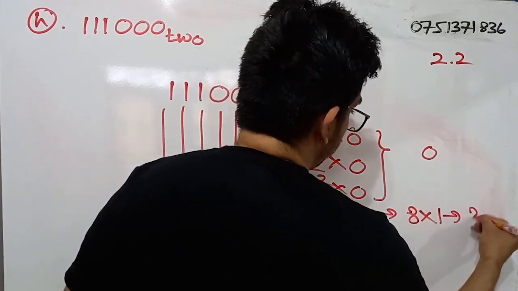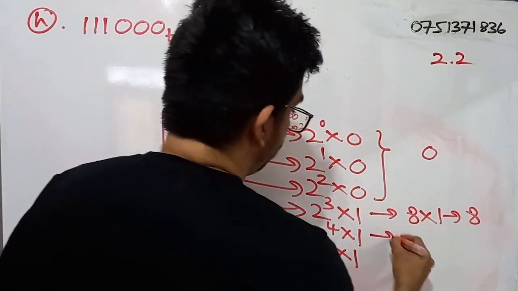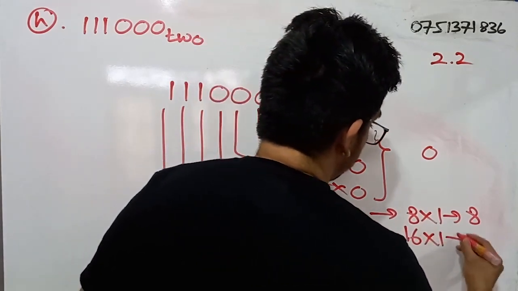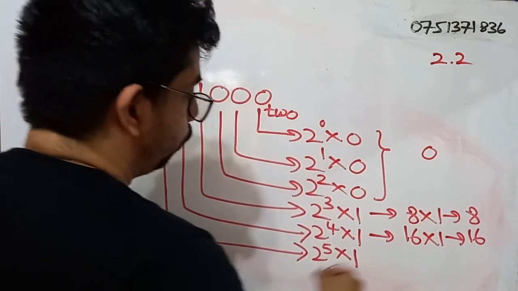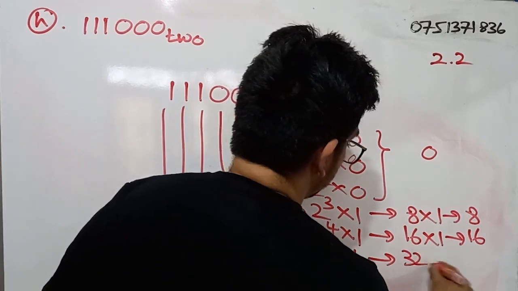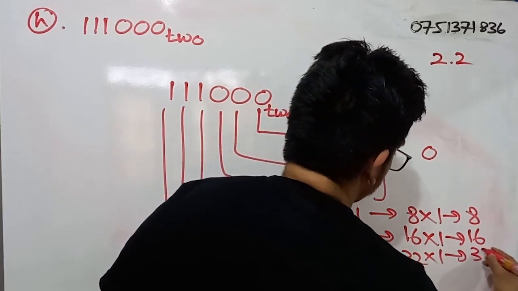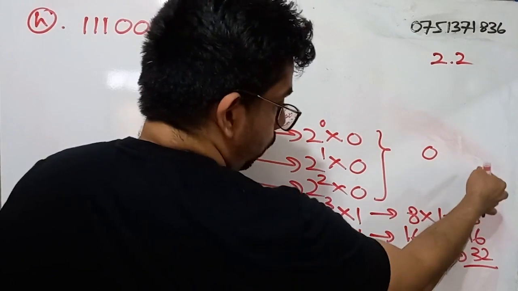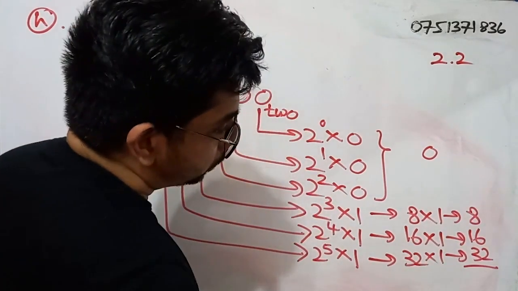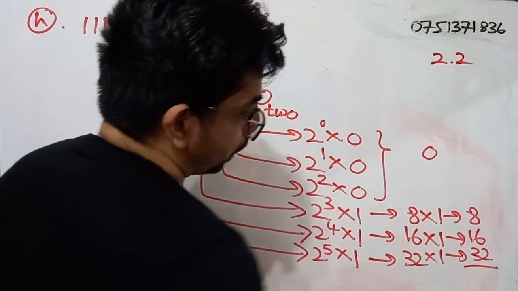Right, 2 to the power 3, that is 8. 8 into 1, that will be 8. 2 to the power 4, that is 16. 16 into 1, that will be 16. 2 to the power 5, that is 32. 32 into 1, it will be 32. So when we add these values together, it will sum up to what?